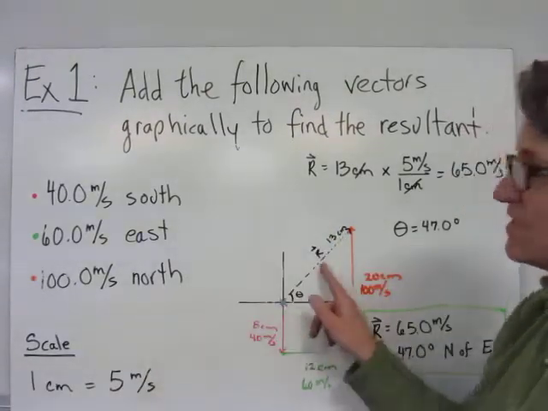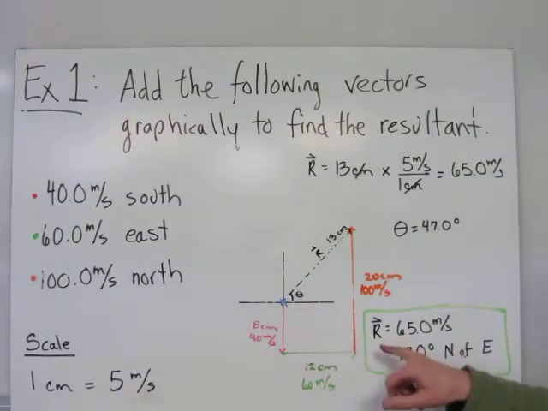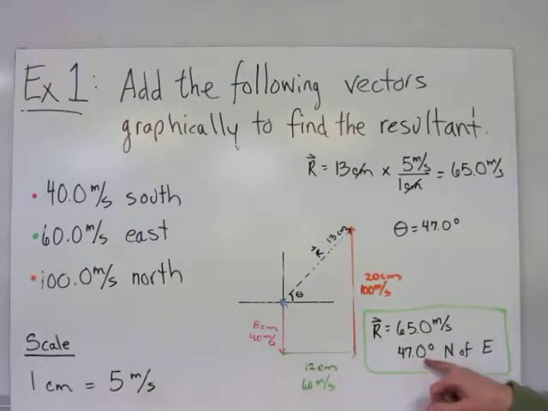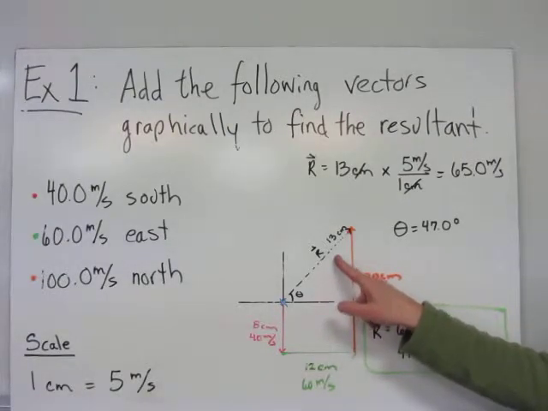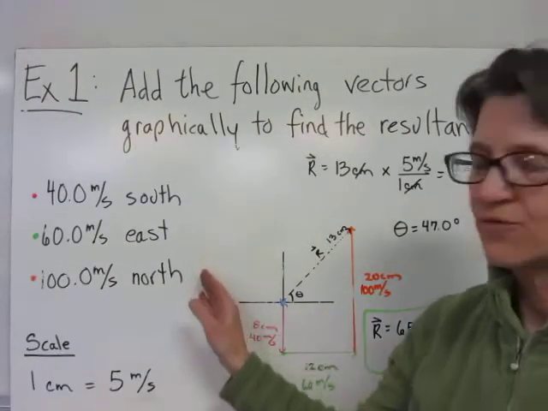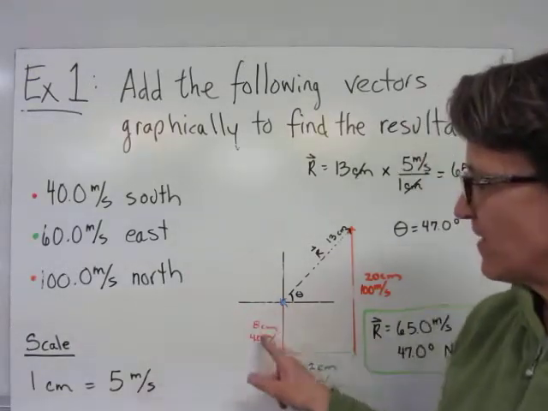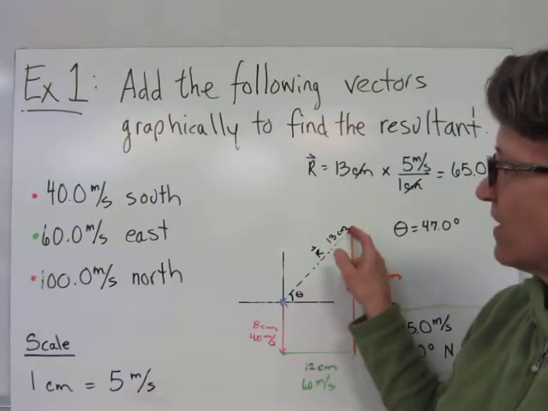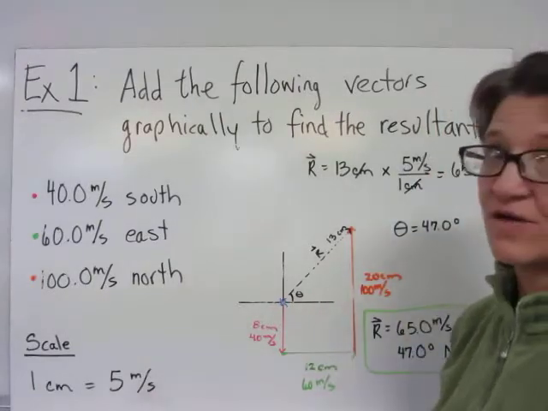My final answer needs to give the direction as well as the value of the angle. So my resultant is 65 meters per second, 47 degrees north of east. So I started at east and I would go 47 degrees north. Your goal is to take all these different directions. I think of it as a bird flying. The bird might fly south, east, and then north, but he could also fly directly over everything and get to the same destination. Let's try a few more.